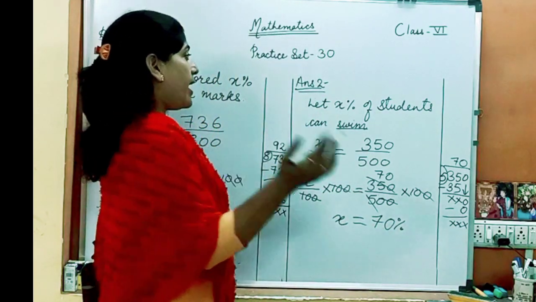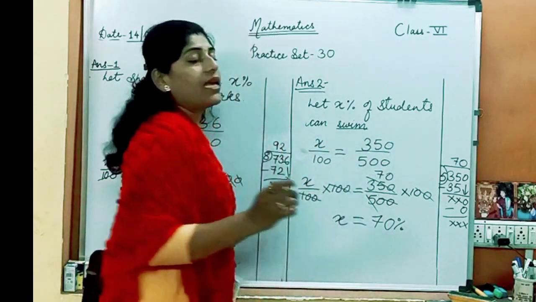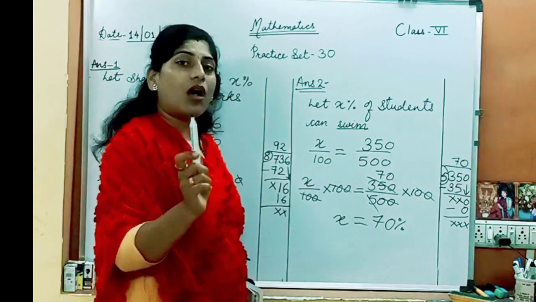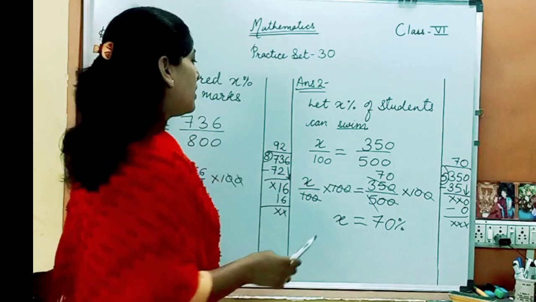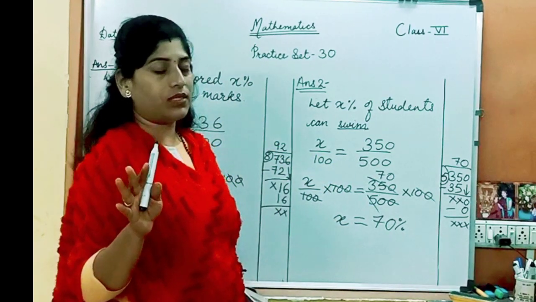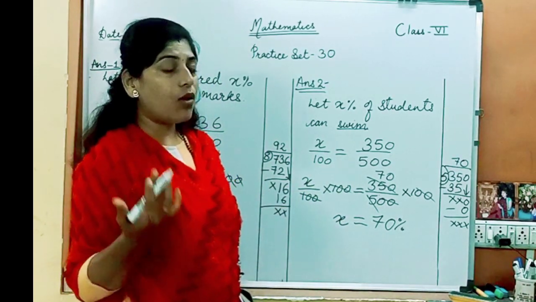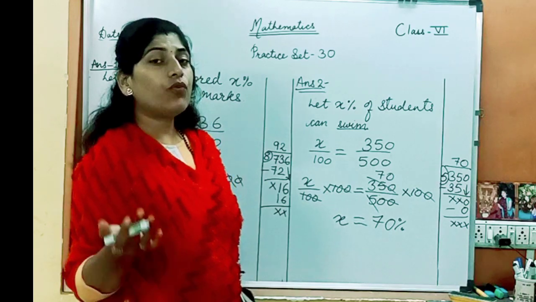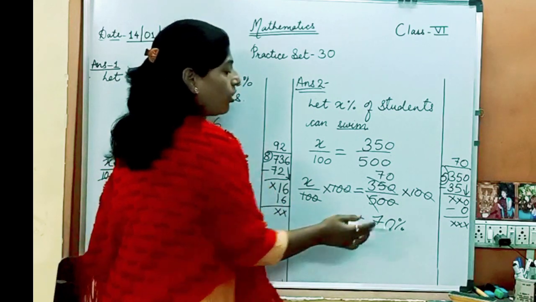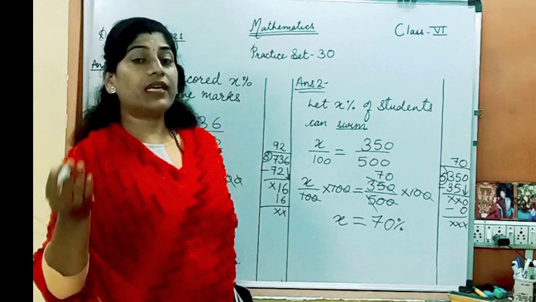Children, how many percent can swim? 70% of students can swim. Now, one more question they have added: how many students cannot swim. So, let us consider 500 students means 100% of the students. From that, 70% can swim. So, how many students cannot swim? To find out that percentage, what will we do here? We'll subtract 70 from 100. So, that will give us how many percent cannot swim.